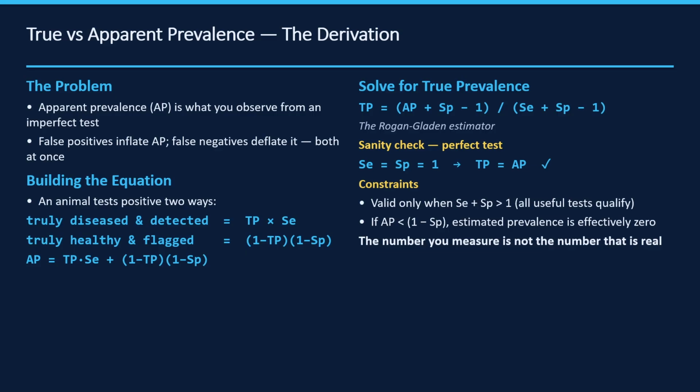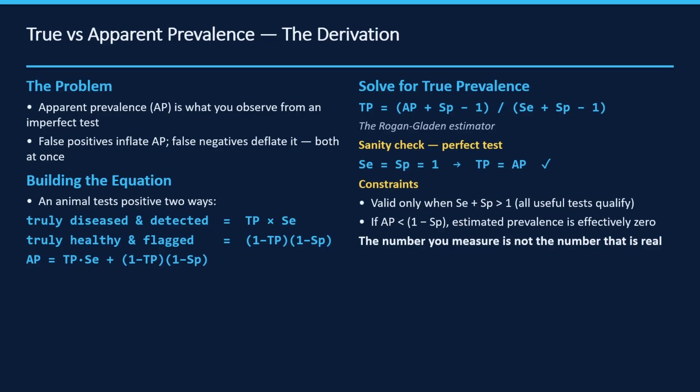Let's derive the fix. An animal tests positive in one of two ways. It's truly diseased, and the test caught it, which is true prevalence times sensitivity. Or it's truly healthy and the test falsely flagged it, which is 1 minus true prevalence times 1 minus specificity. Add those, set the sum equal to apparent prevalence, and solve for true prevalence. You get apparent prevalence plus specificity minus 1 all over sensitivity plus specificity minus 1.